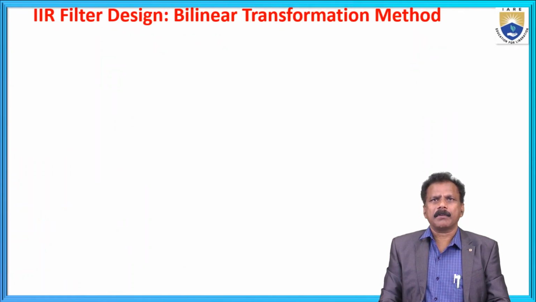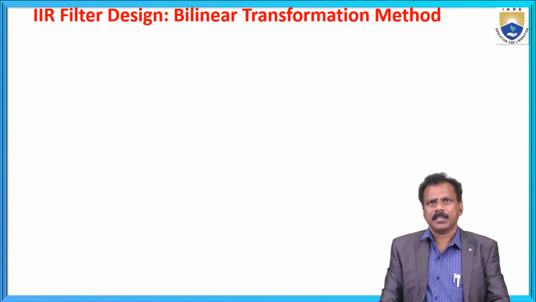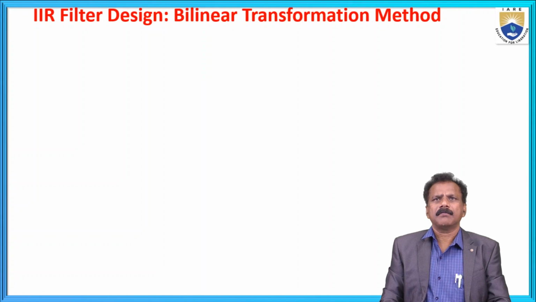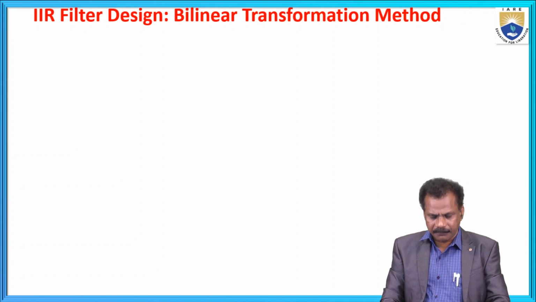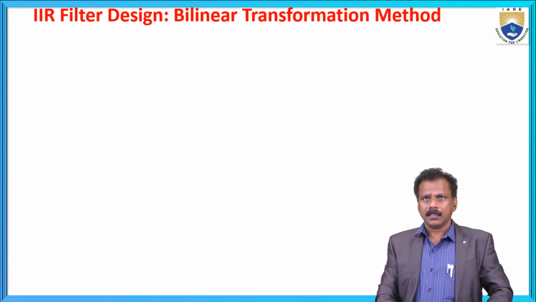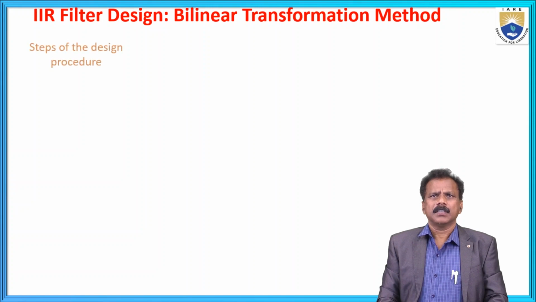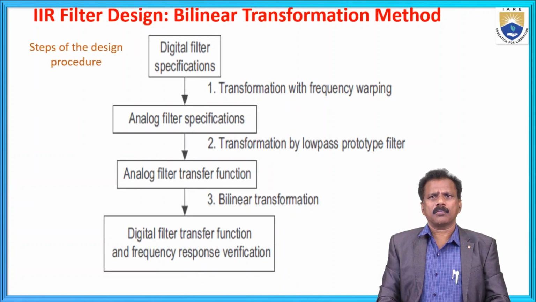Okay. So coming to the IIR filter design with the bilinear transformation method. Infinite impulse response filter design. This is also a digital filter. We're using the second methodology, the bilinear transformation method. So, steps for the design procedure. We have to follow the digital filter specifications and transformation with the frequency warping. It is given to the analog filter specification.